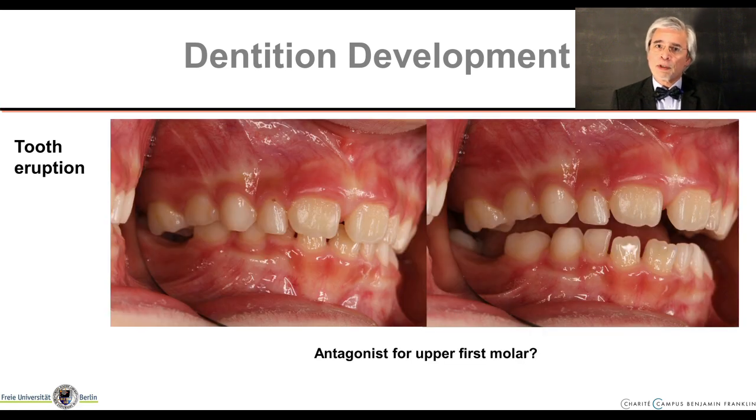And tooth eruption normally ends when the tooth has found its opposing tooth. But if there is no opposing tooth, no antagonist, then that tooth will continue to erupt, eventually until it grows into the opposing mucosa. We know this from lower anterior teeth in a deep bite situation, when they impinge into the palate, or here, also, the first permanent molar is without any antagonist. And you can see that it has already hypererupted somewhat beyond the occlusal plane.